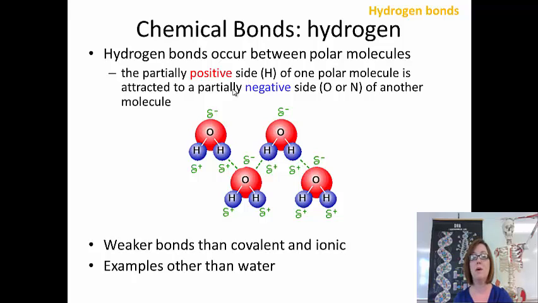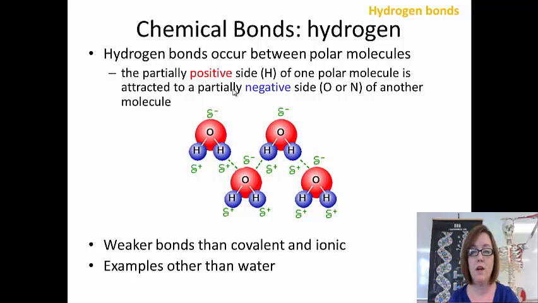The last bond we're going to talk about is the hydrogen bond. And as the name suggests, it involves hydrogen. Hydrogen bonds occur between polar molecules. So what this means is that before a hydrogen bond can form, you have to have another bond that forms, a polar covalent bond. Okay?